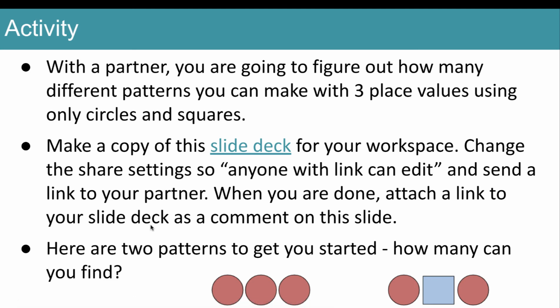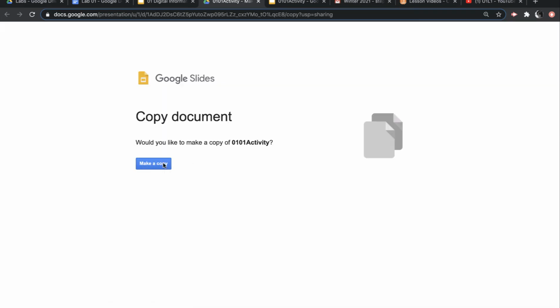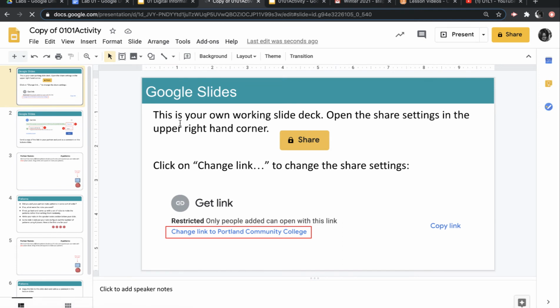So how many patterns can you make with circles and squares using only 3 place values? So here's one pattern: circle, circle, circle. That's 3 place values. And then circle, square, circle is another different combination using 3 place values. So when you click on this link, it'll ask you to make a copy of the activity. And then I have some instructions on how to change the share settings so that we can all see each other's work.